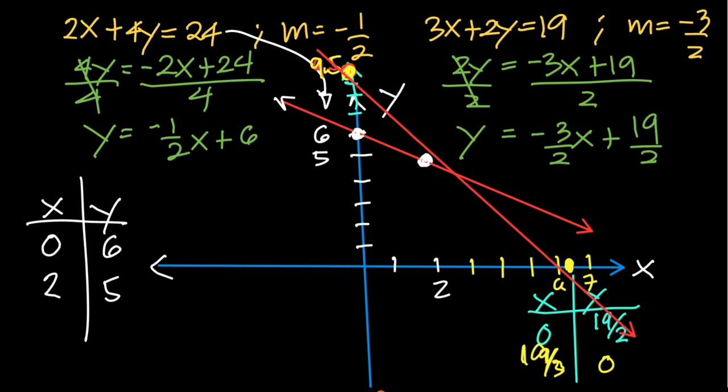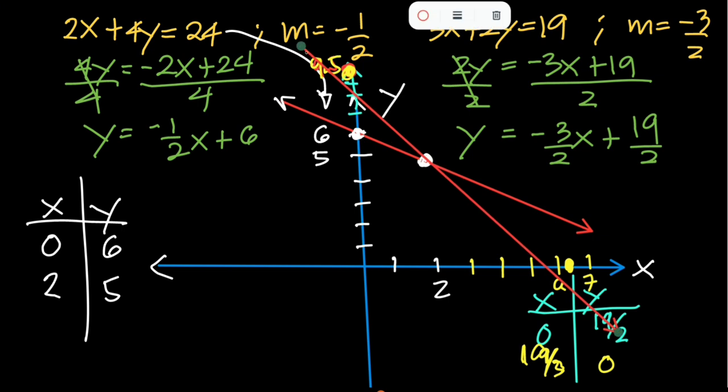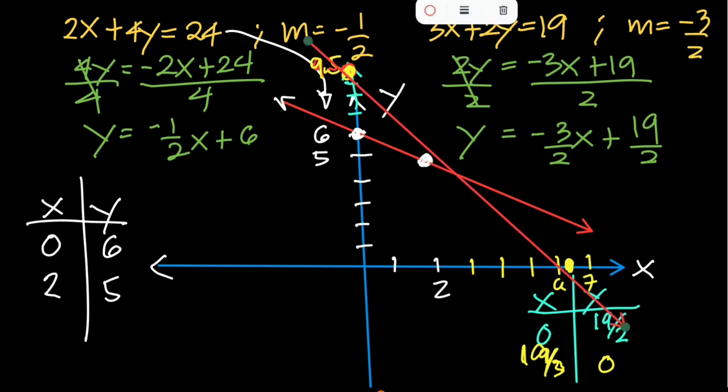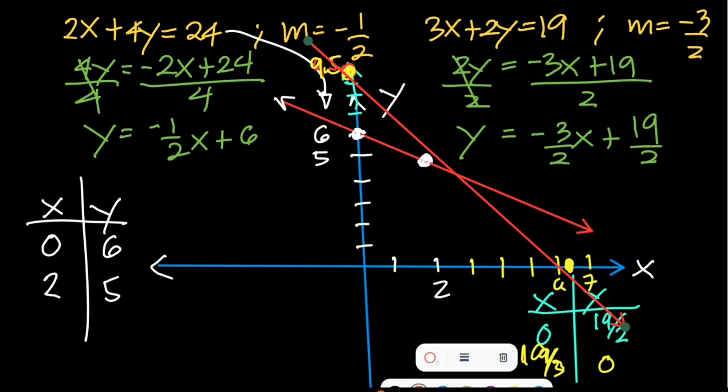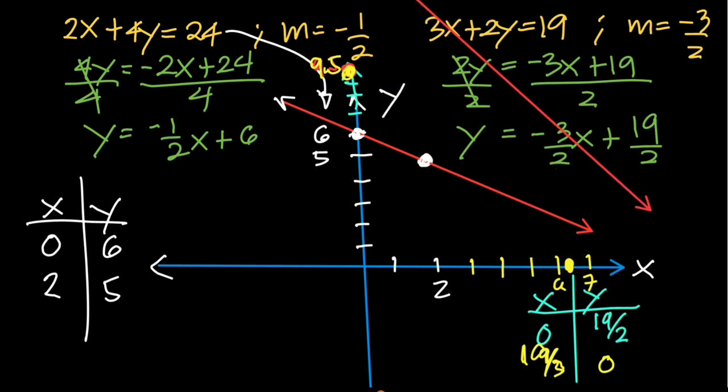So it should intersect here. It's not accurate, okay? If you use graphing paper, it will be better. It will be accurate. So the point where they intersect is the solution to the system.